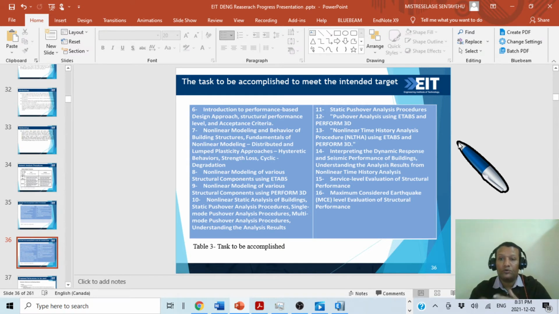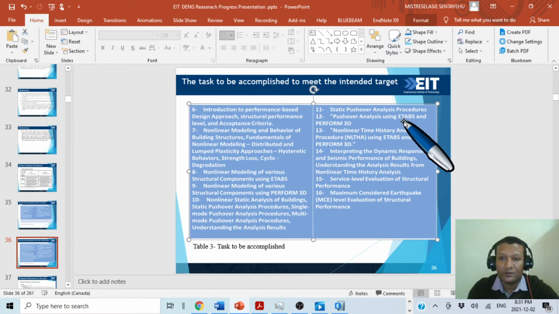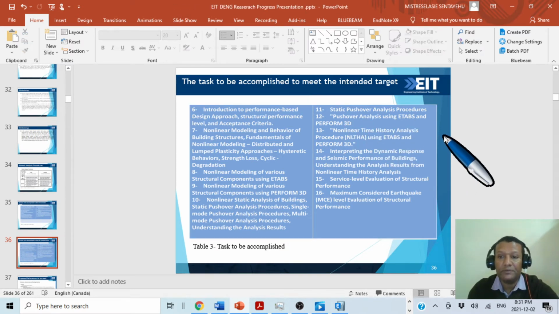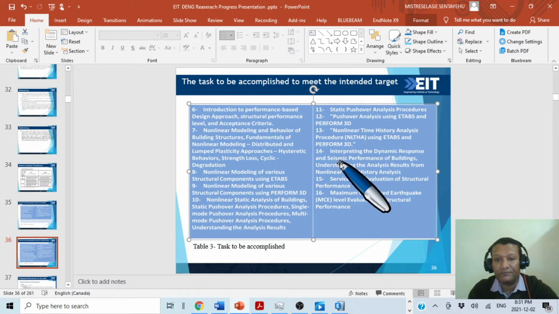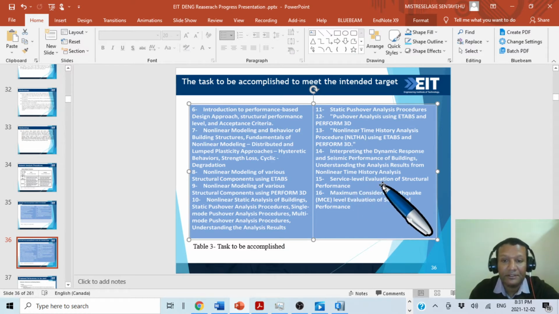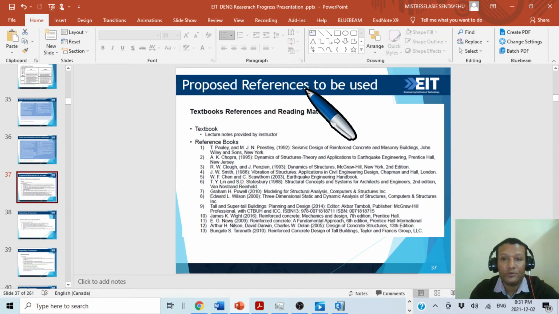This is also one point to make this research novel, because the results of ETABS and Perform 3D will be compared and analyzed. Nonlinear time history analysis procedure using ETABS and Perform 3D, as I said. Interpreting the dynamic response and seismic performance of a building, understanding the analysis results from nonlinear time history analysis, service level and MCE level, maximum and DBE level will be checked.